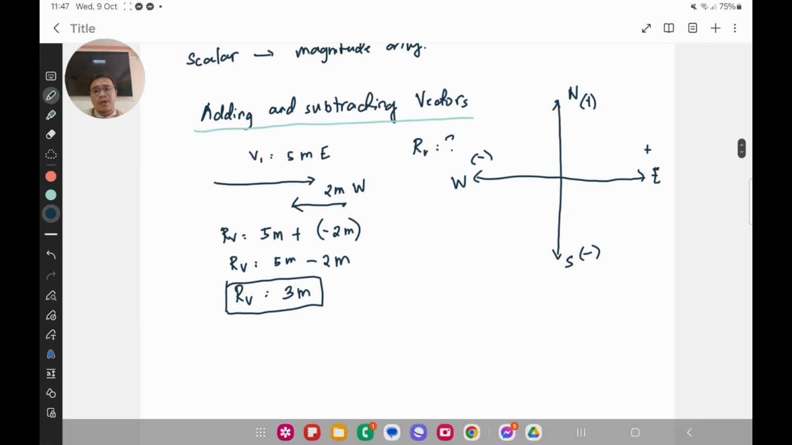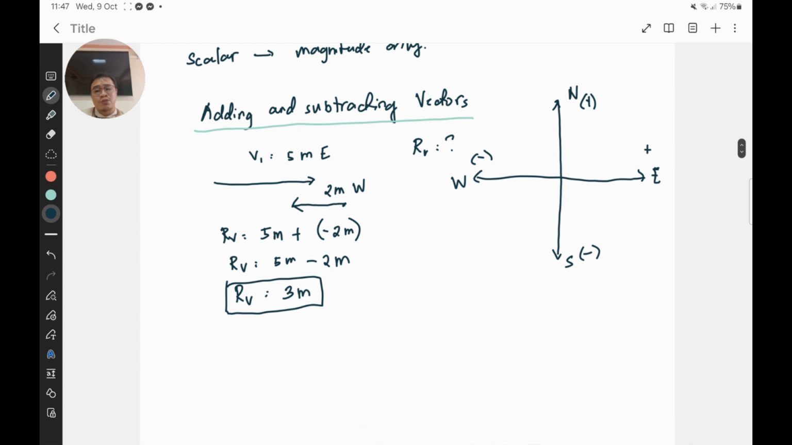Now, as what I've said, it would be very easy for us to add or subtract vectors if they are only happening in one dimension. So if they are both moving or happening in the same direction, then technically there will be an addition of vectors for that. But if they are moving in the opposite direction, then there will be subtraction of vectors for that. So those are some of the things that you need to remember. Okay?